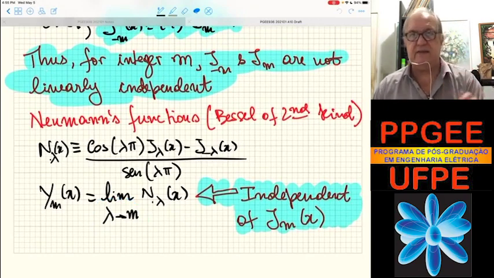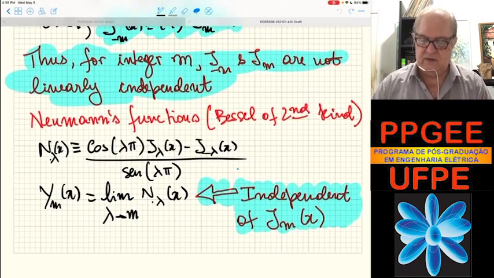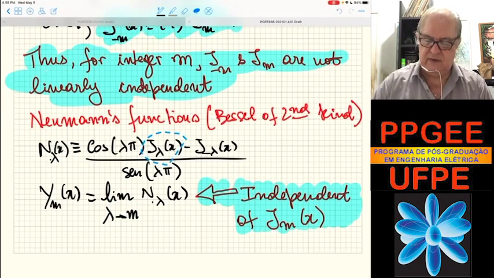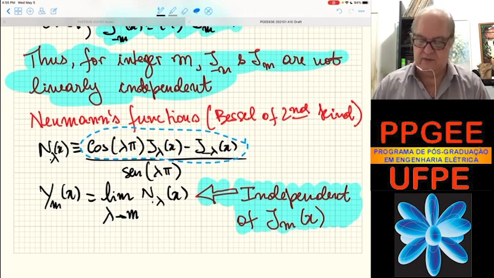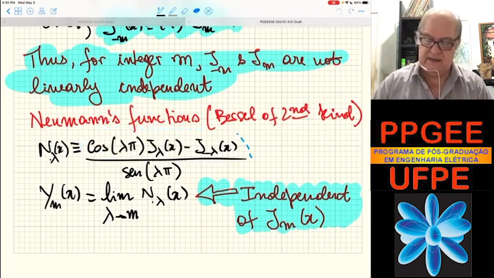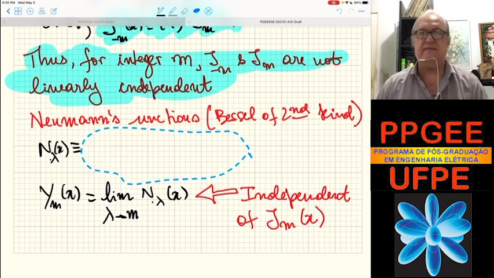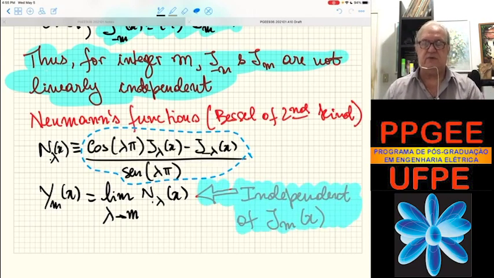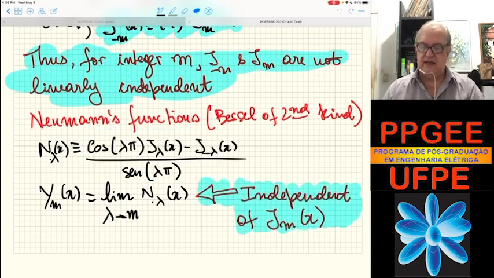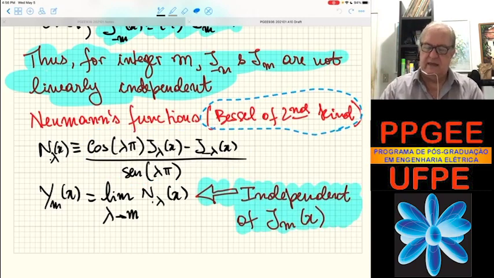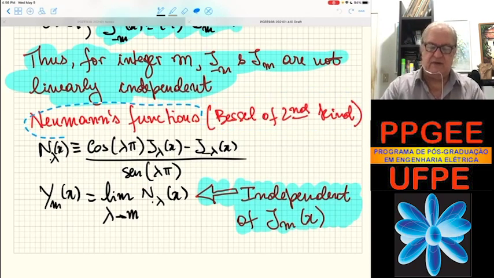So you have an independent solution. That's how you build it. You build two possible combinations, but you have these factors that make it possible to build a different solution. So when we do that, we have an independent solution, which is the Bessel function of second kind, which is the Neumann function. Okay.